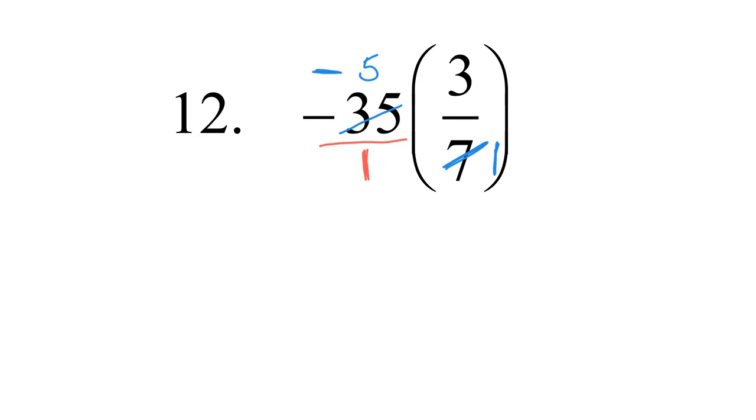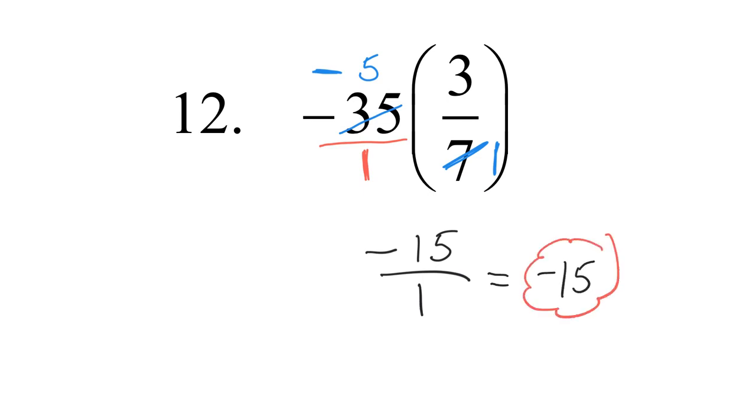I'm going to keep the negative, and 35 divided by 7 is 5, and 7 divided by 7 is 1. So when you multiply the numerators, negative 5 times 3, negative times positive, they have different signs. That's going to be negative 15. And on the bottom, 1 times 1 is 1. Once again, I don't need that 1 on the bottom, so my answer is negative 15.